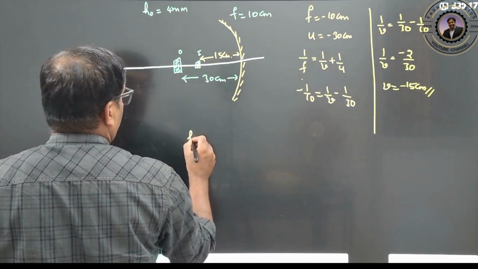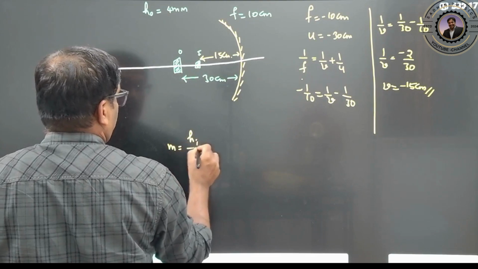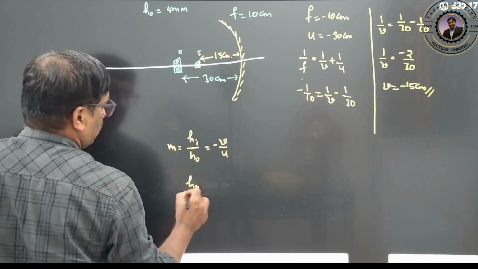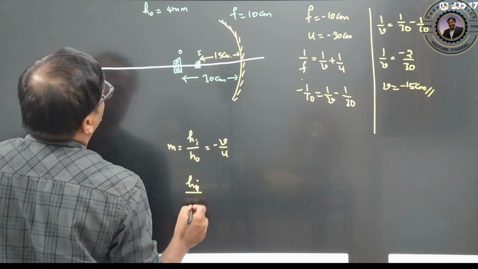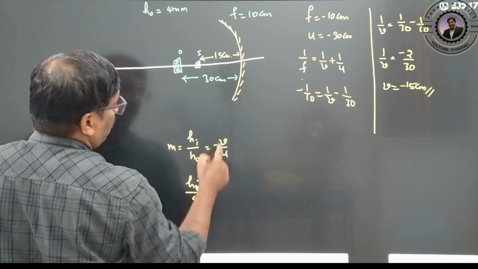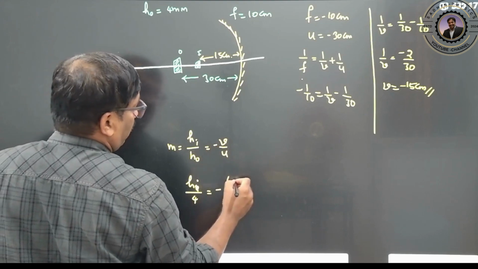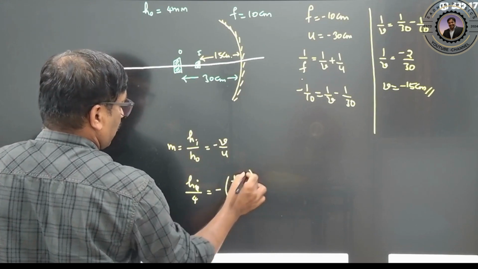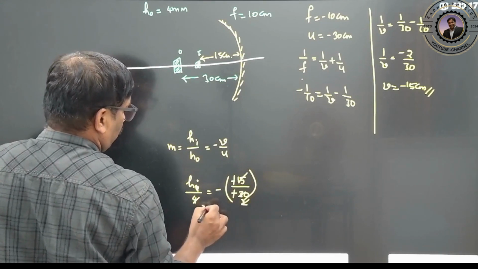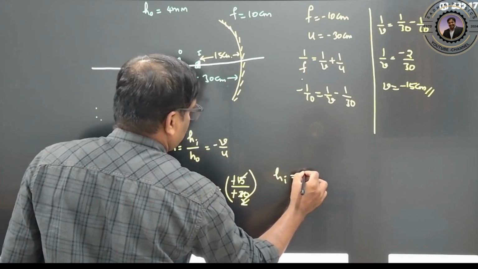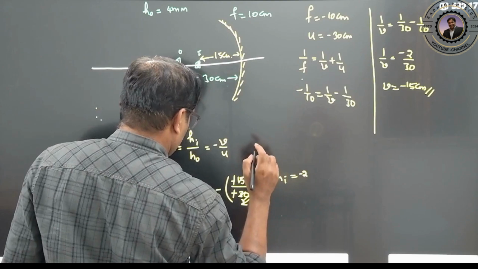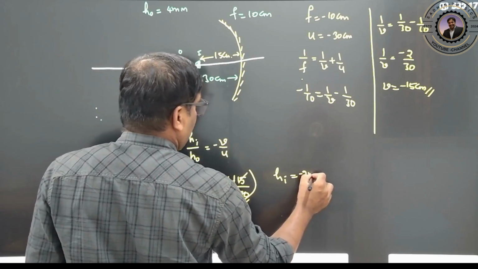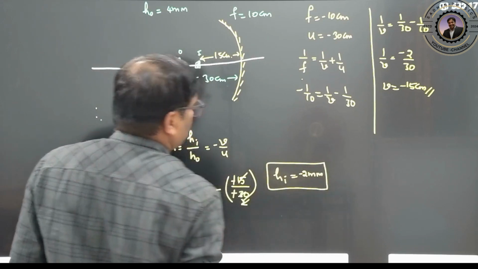Right? So therefore, magnification, height of the image by height of the object, will be equal to minus v by u. Height of the image by height of the object is nothing but 4 mm. So minus 15 divided by minus 30. Clear? So this will cancel, 1 by 2. Therefore the height of the image is equal to minus 2 mm. This is your height of the image.